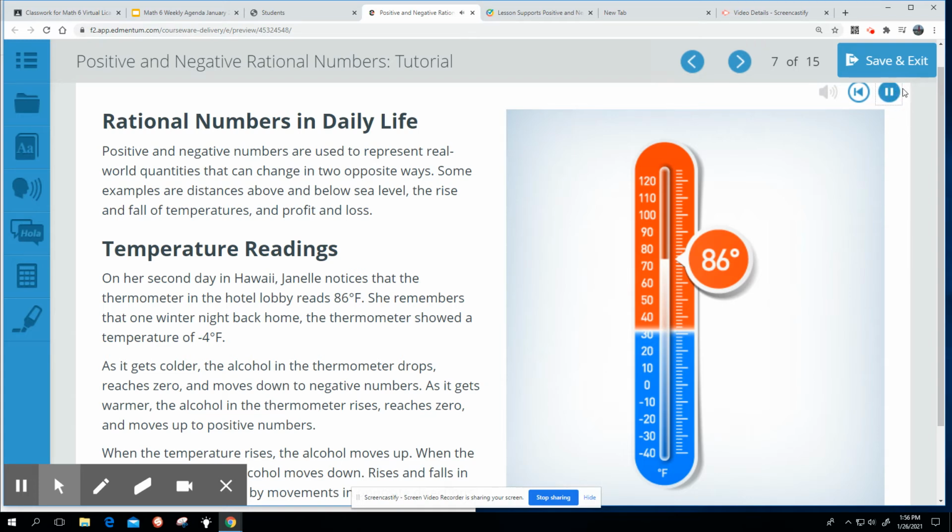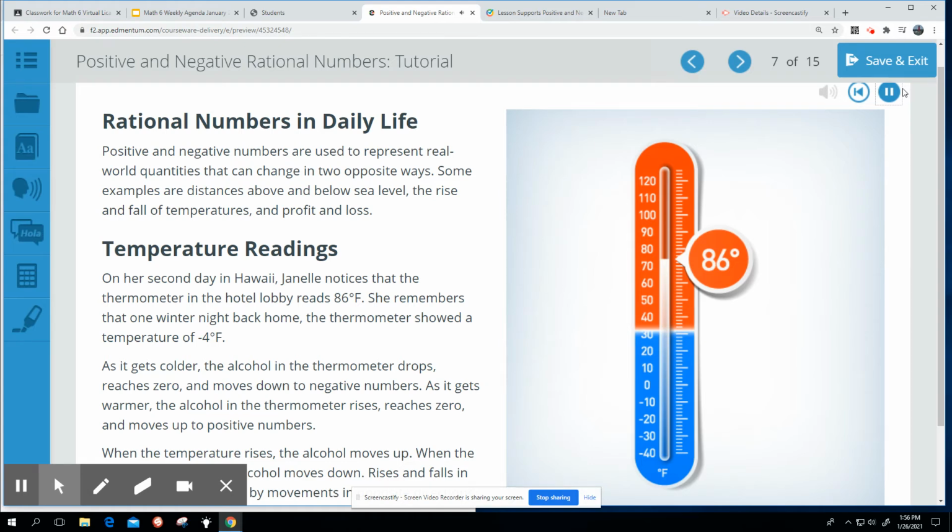Rational numbers in daily life. Positive and negative numbers are used to represent real-world quantities that can change in two opposite ways. Some examples are distances above and below sea level, the rise and fall of temperatures, and profit and loss.